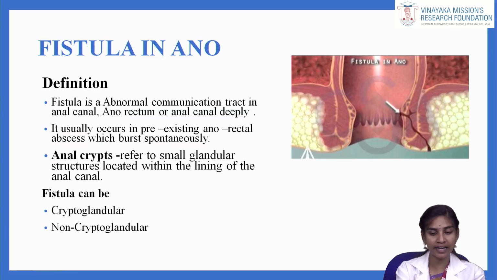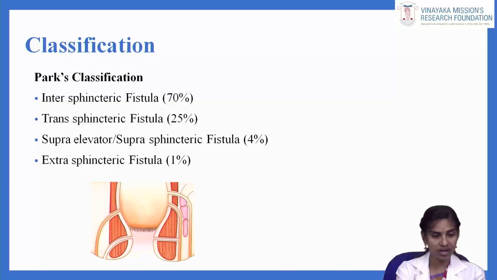A fistula is an abnormal tract or communication in the anal canal, the sphincteric muscles, and also the anus. It usually occurs from a pre-existing anorectal abscess which bursts spontaneously. Anal crypts are small glandular structures located within the lining of the anal canal. A fistula can be cryptoglandular or non-cryptoglandular. It can occur from blockage of the anal crypts or from causes other than anal crypt blockage. It can happen with inflammatory conditions. The classification is the Parks classification: intersphincteric fistula, transsphincteric fistula, supra-levator or suprasphincteric fistula, and extrasphincteric fistula.